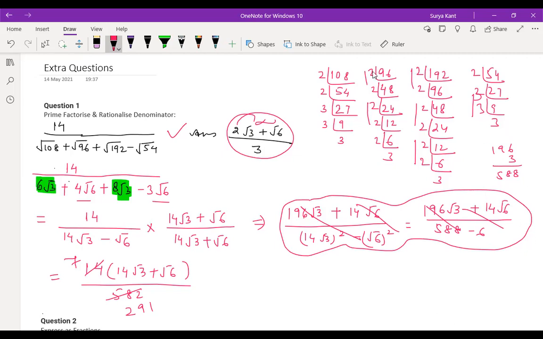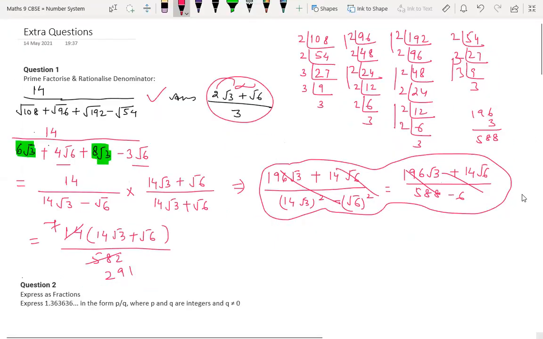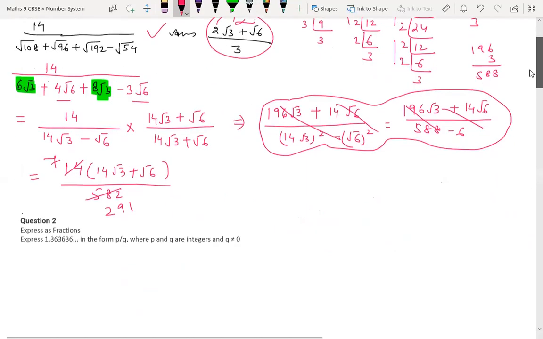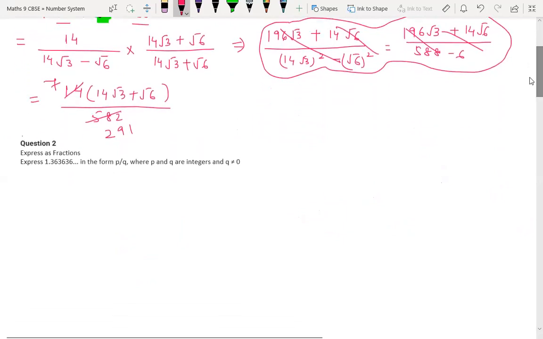Okay. So next question is, this one is very easy for you, I think. Express this in p by q, right? I'm doing it. 1.3636 bar.